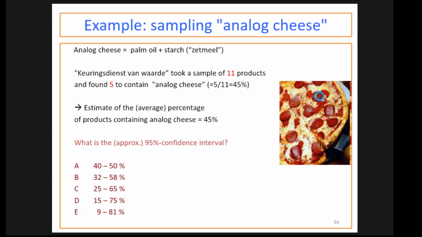Okay, one rule of thumb that you need to know. My favorite example here is from a television program called Keuringsdienst van Waarde, where they looked at the use of what's called analog cheese. Analog cheese looks like you buy it in bulk, it looks like cheese, but it isn't. Actually, this is palm oil and starch. And it costs close to nothing.